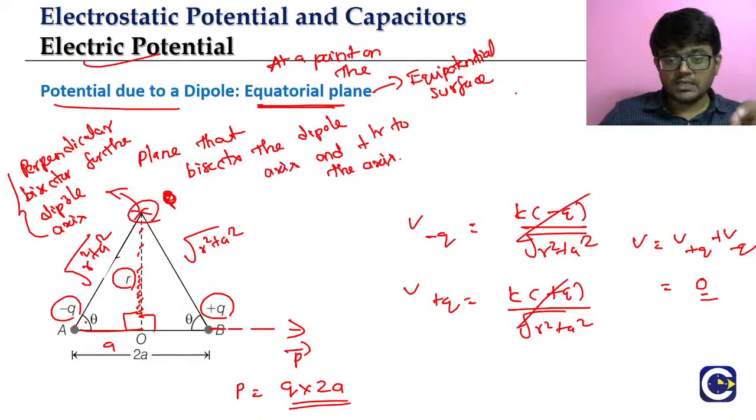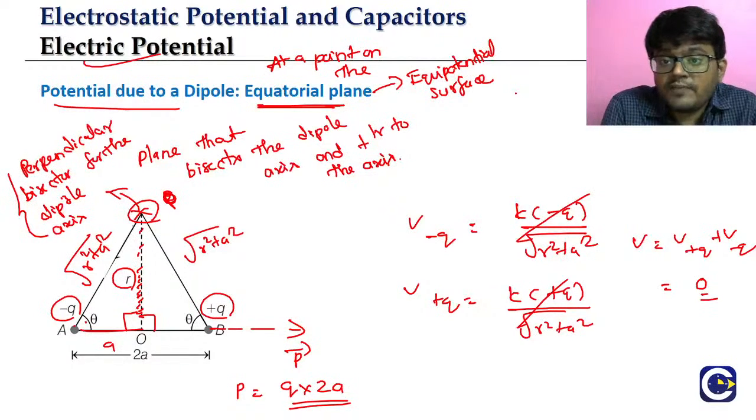Total potential: the potential because of the positive charge and the potential because of the negative charge add up to 0 now. Which means, you take any point on the equatorial plane, the potential value will be 0 only. So can we say that the equatorial plane is also an equipotential surface? We can say that.